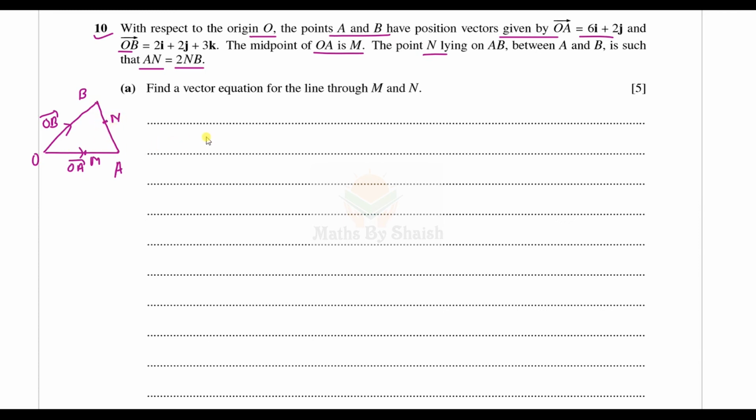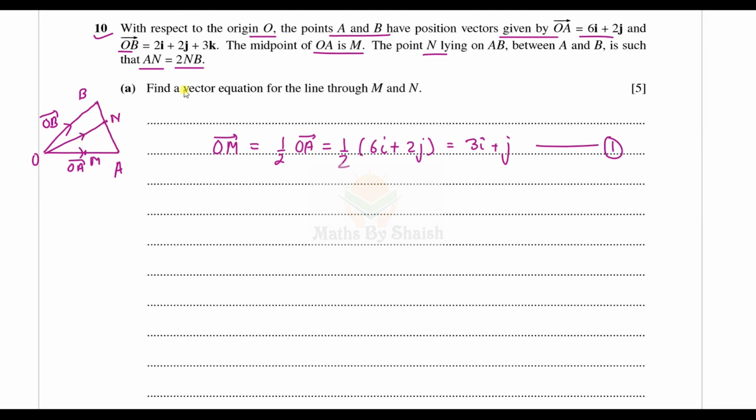Now we can see that M is the midpoint of OA, so the position vector of M, that is OM vector, will be half of OA vector, and that is half of 6i cap plus 2j cap, and that is 3i cap plus j cap. So let's make it equation number 1. Now we have OM.